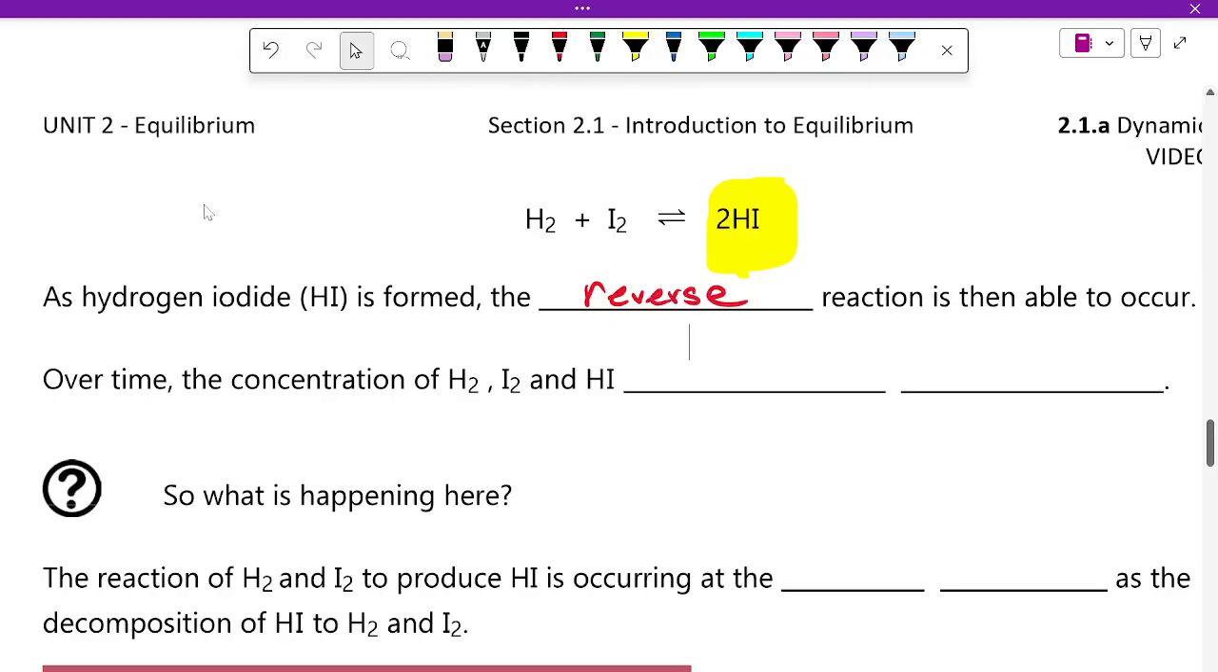Over time, the concentrations of H2, I2 and HI stay the same. Become constant, let's say that. Become constant.